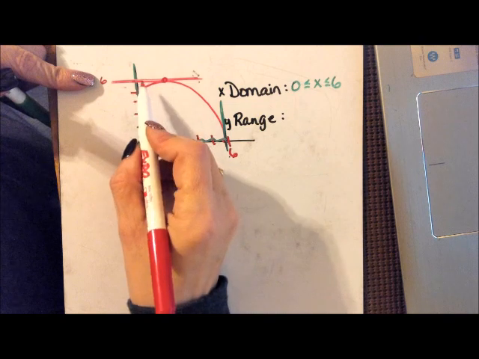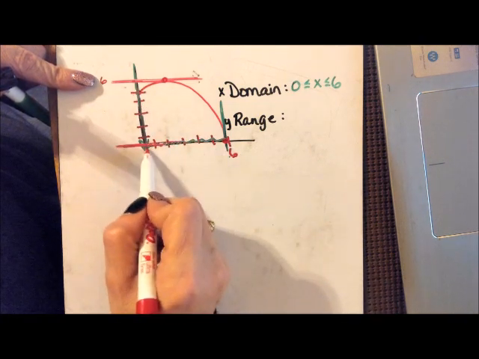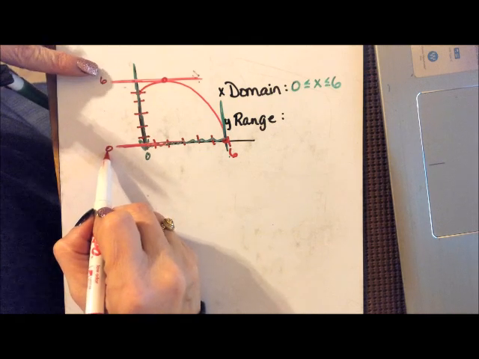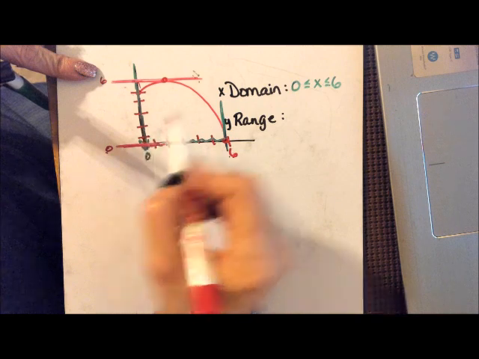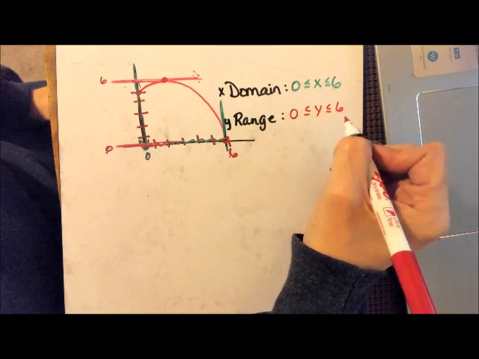And then it goes all the way down. What's the lowest point right here? On the y-axis, that's 0. So it actually goes between 0 and 6 on how tall it is. So 0 less than or equal to y, less than or equal to 6.